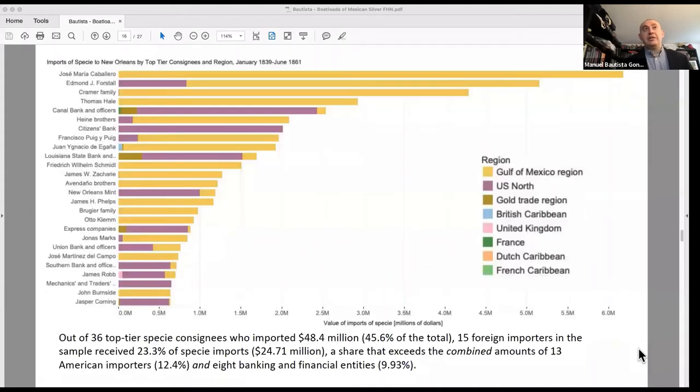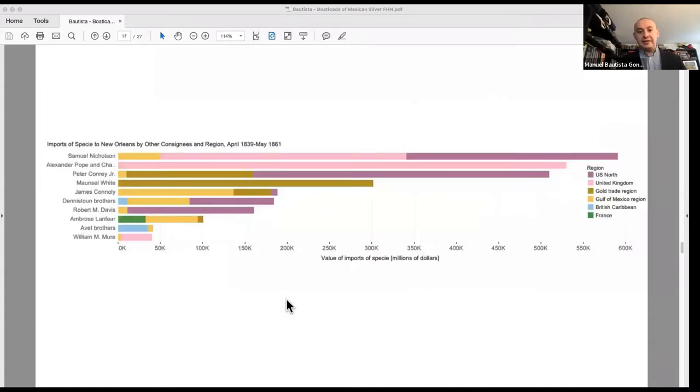Now, as you can see here, and we consider the yellow ports in the Gulf of Mexico region, not all of these people were sourcing the specie from ports in the Gulf of Mexico region. So I wanted to take a look at who are actually bringing in and who are the leaders in bringing in specie from ports outside of the Gulf of Mexico region. And that gives us a rather different perspective.